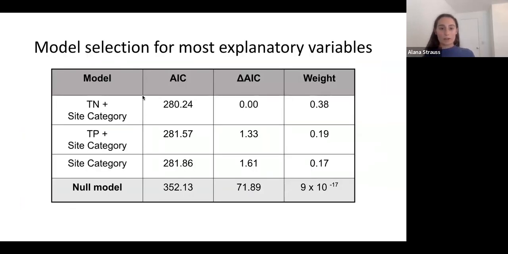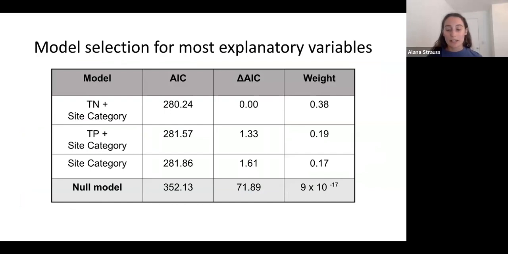Then we looked at the model selection for the most explanatory variables for chlorophyll A concentrations, and we found that total nitrogen and site category was the model that explained the most variation within chlorophyll A. It has a weight of 0.38, which means that it explains 38% of the variation within chlorophyll A.